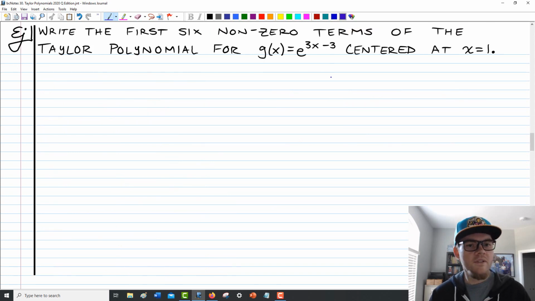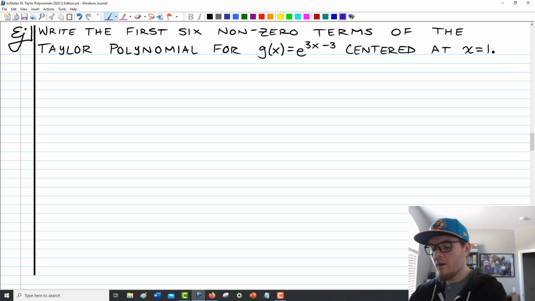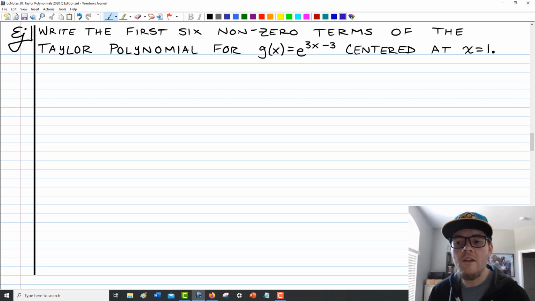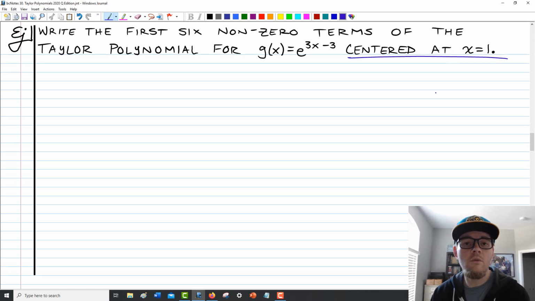Second example, following the same basic pattern, though. In this case, we're asked to write the first 6 non-zero terms of the Taylor polynomial for g of x equals e to the 3x minus 3, centered at x equals 1. So we're going to follow the same basic process we did before. In this case, though, we're going to be doing it for this exponential function e to the 3x minus 3. And in this case, it's going to be centered specifically at x equals 1.